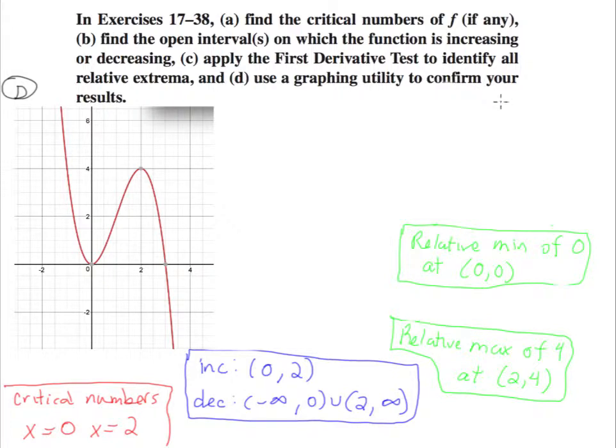Okay, I'm going to erase some of this for part D. Part D just says we're going to check our work with our graph. So here's a graph I got from my graphing calculator. So checking my critical values. Remember, our critical values happen at the humps and valleys of our graphs.